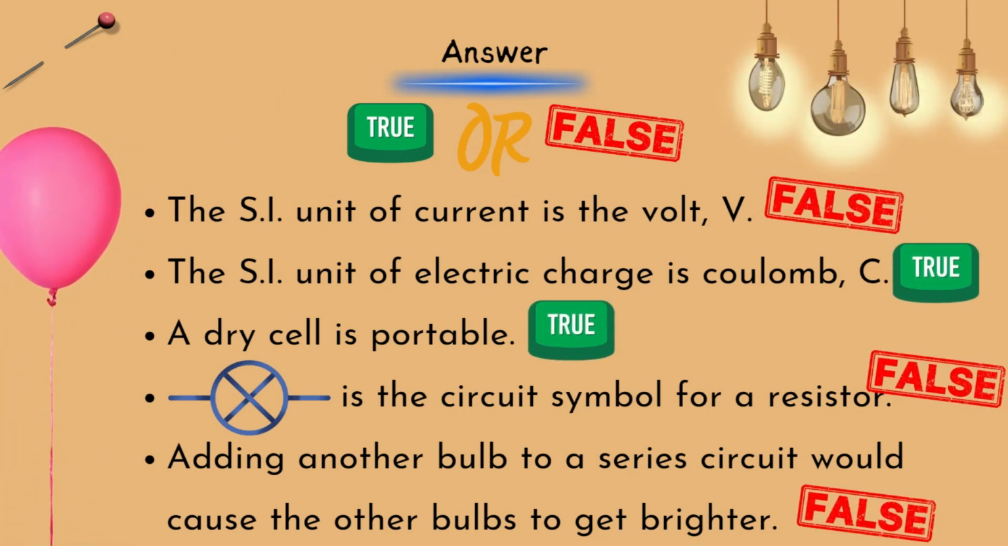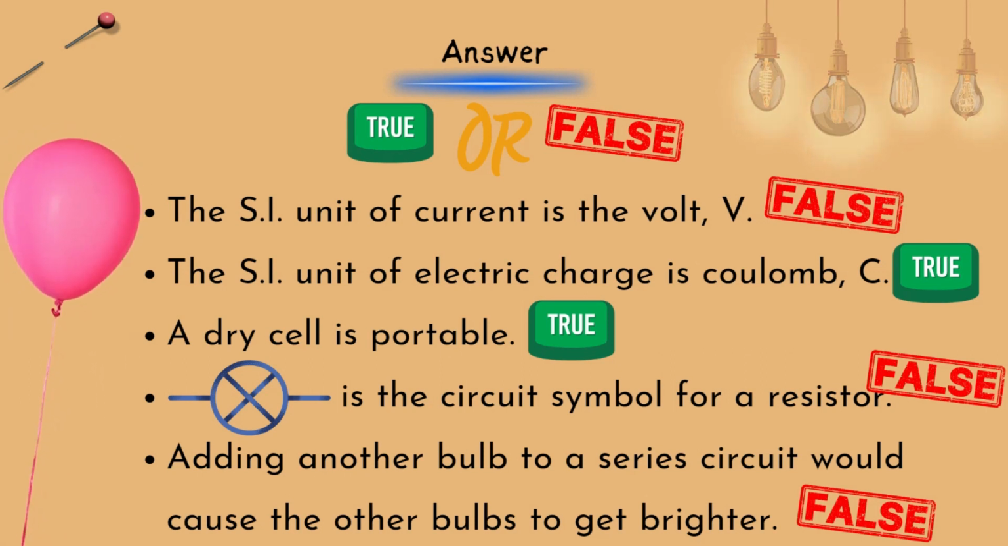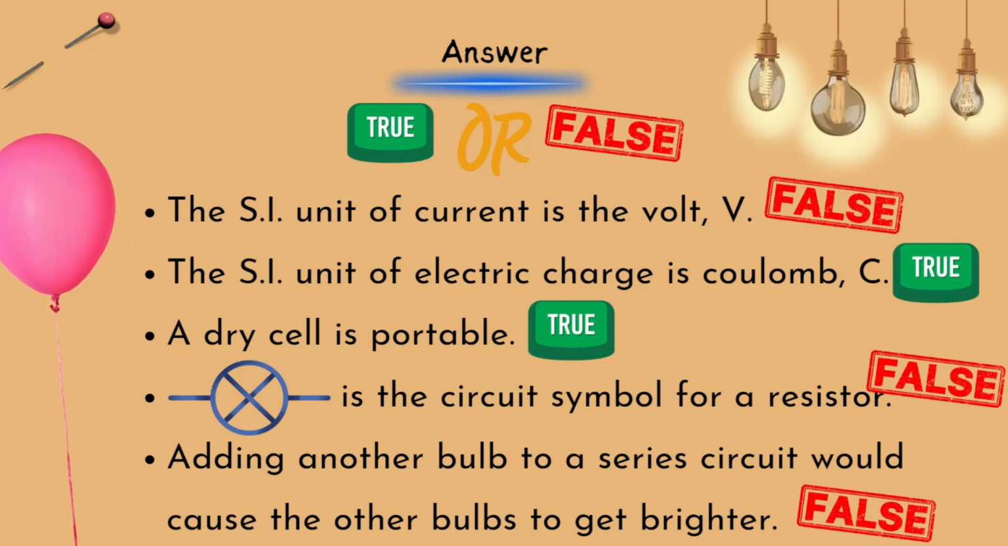Did you get them correct? Awesome! So the SI unit of current is the volt. False, because the SI unit of current is the ampere. The SI unit of electric charge is indeed the coulomb. A dry cell is indeed portable. The symbol you see there is a symbol for a lamp. Adding another bulb to a series circuit will cause the bulbs to get dimmer, not brighter.